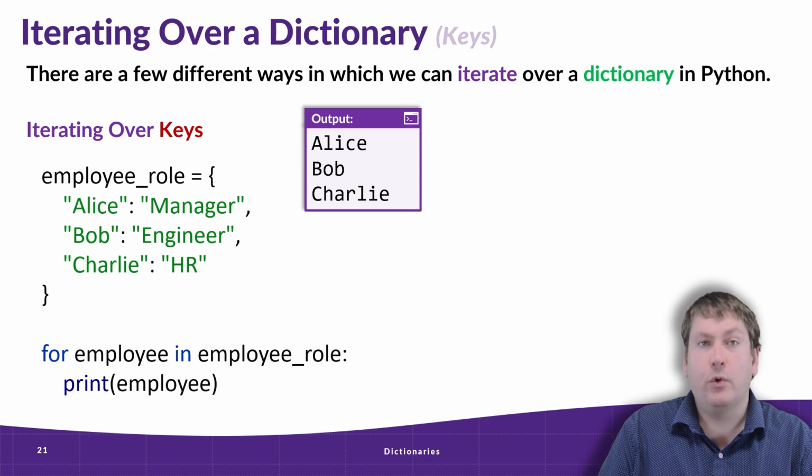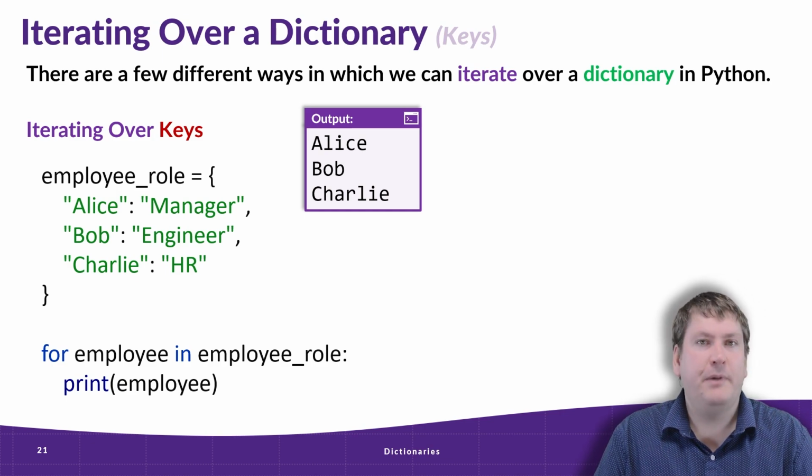Now you might wonder about the ordering of dictionaries. Are dictionaries ordered? Well, in the most recent versions of Python, they are, but in older versions of Python, they're not. In the most recent versions, they're ordered by the order you add the key value pairs to the dictionary.